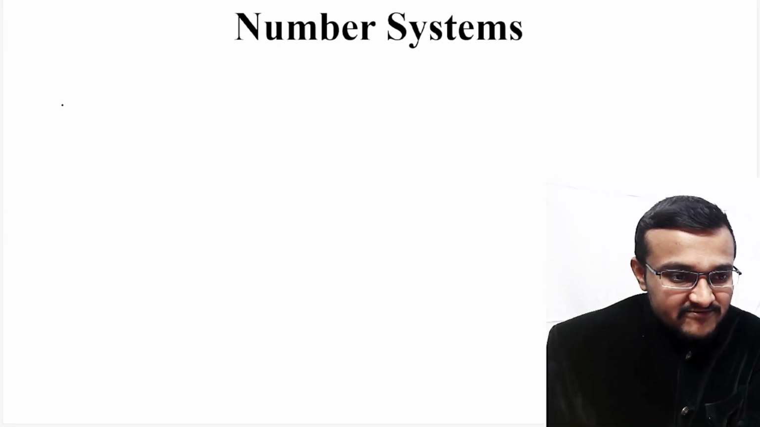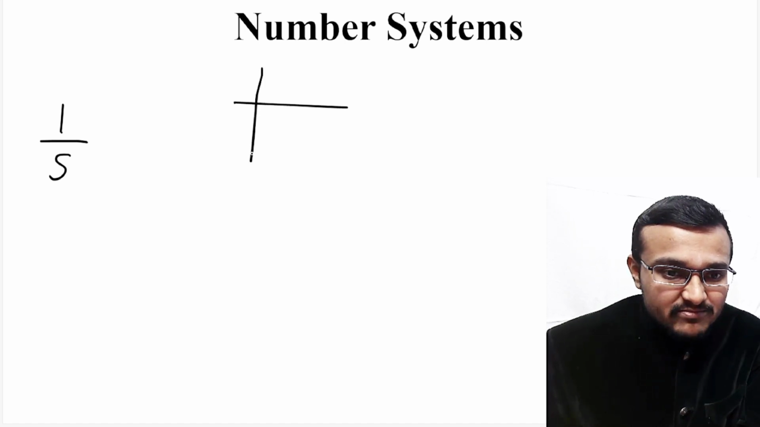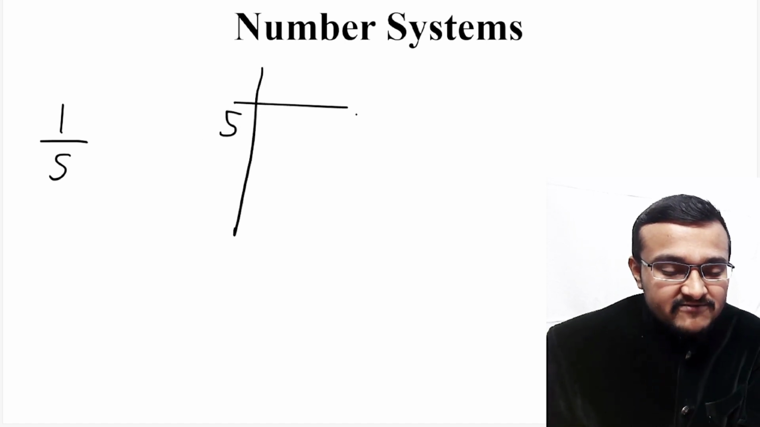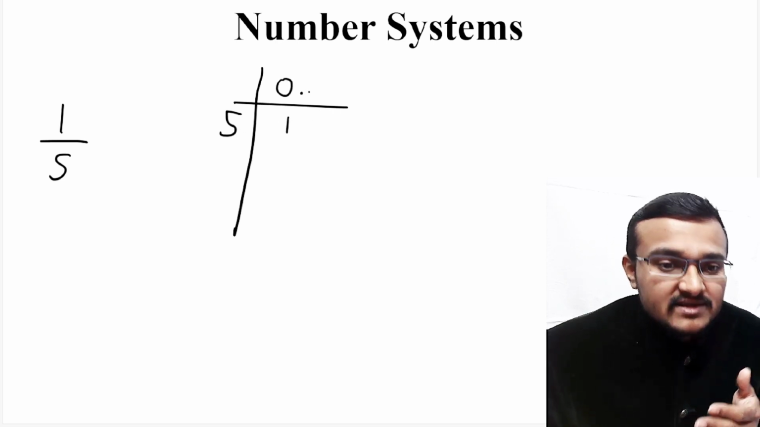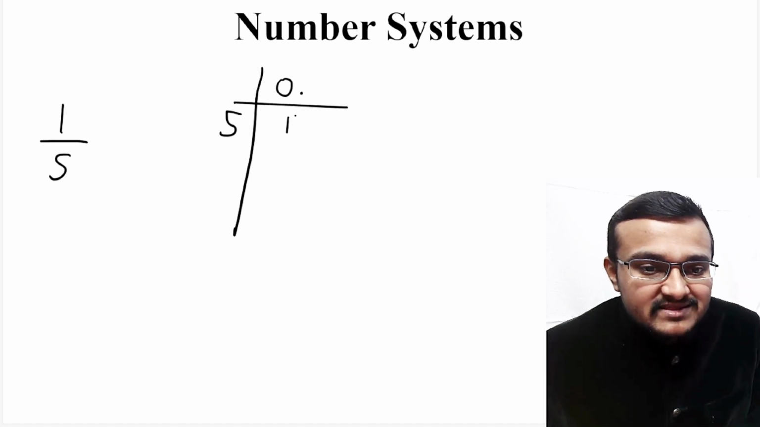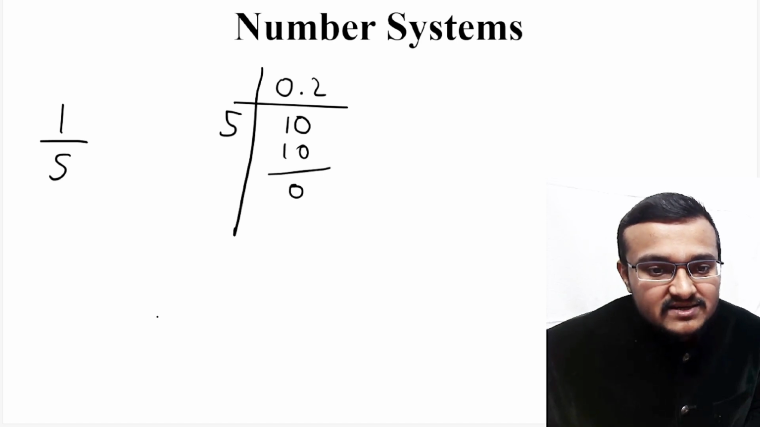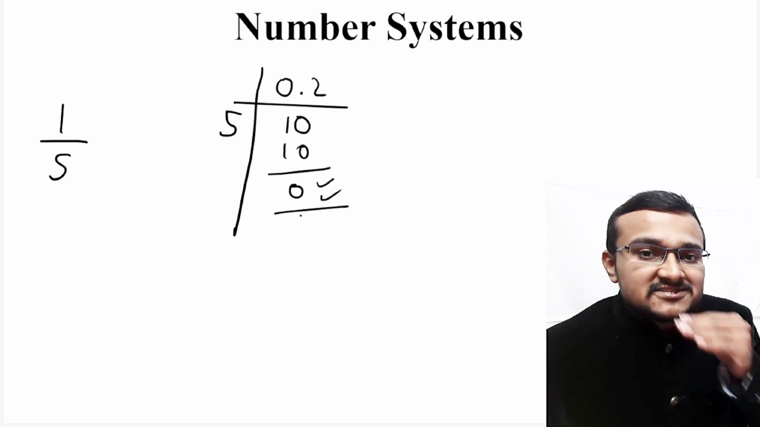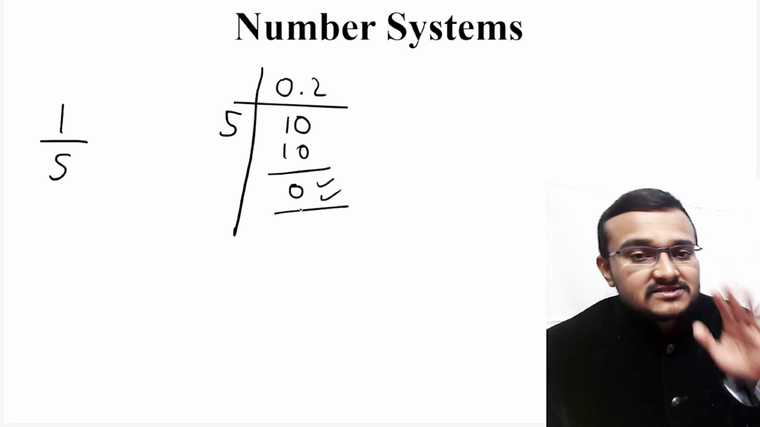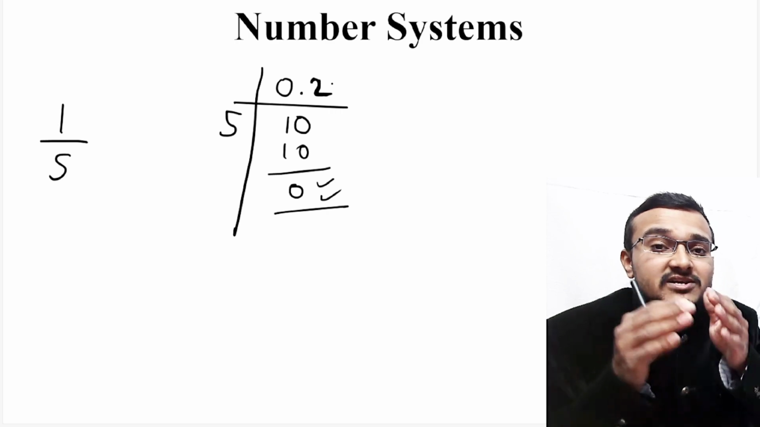For example, if I take 1 by 5 and go on dividing, I take 5 over here and 1 here. If you take 0 point, then I can put 10 over here. So 5 2s are 10, and you are getting 0 in the remainder place. Whenever there is a termination when you are dividing a certain number, you don't have any recurring numbers. You have a finite number in this particular quotient.